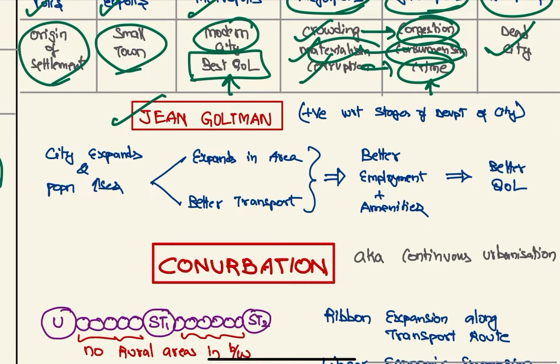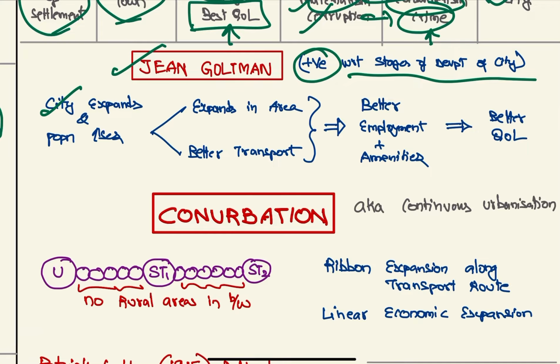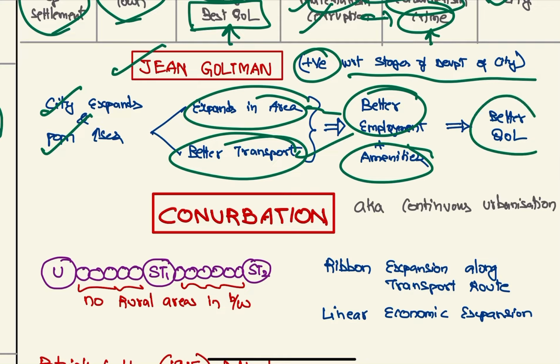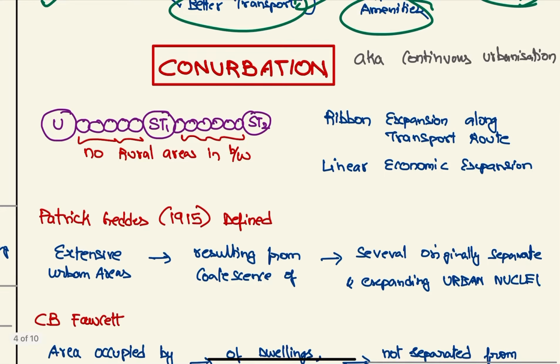Next, Jean Gottmann gave the positive interpretation of the stages of development of a city. As the city expands and population increases, it will expand in area and better transport will be provided. Because of these two things, there will be better employment and better amenities, finally resulting in a better quality of life. This can be used as a way forward in UPSC answers for urbanization problems.